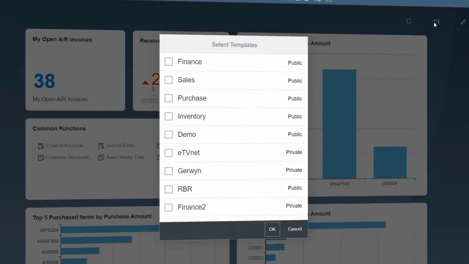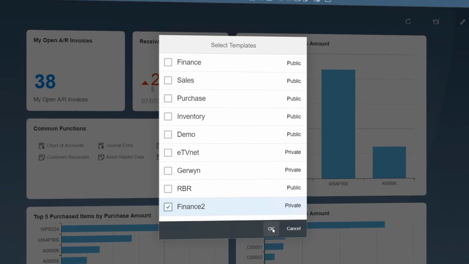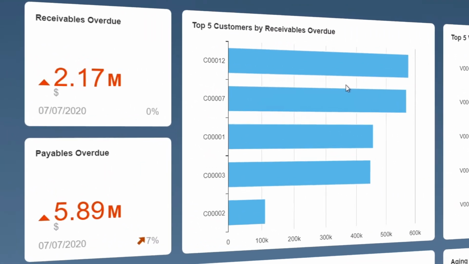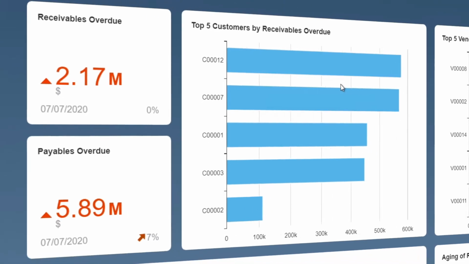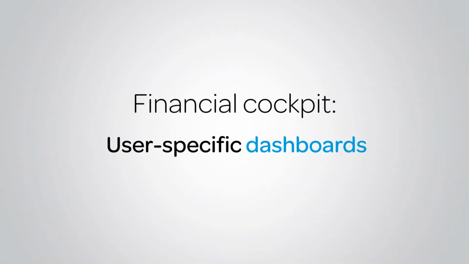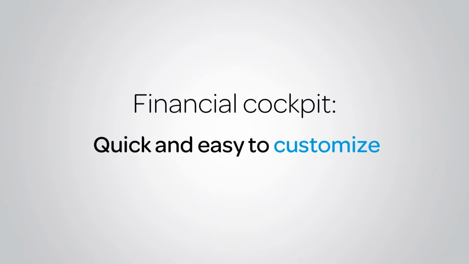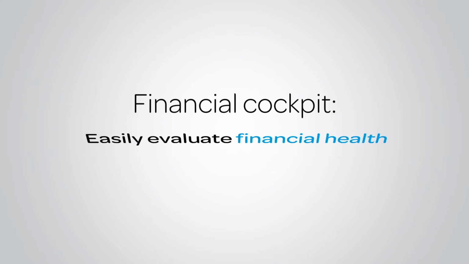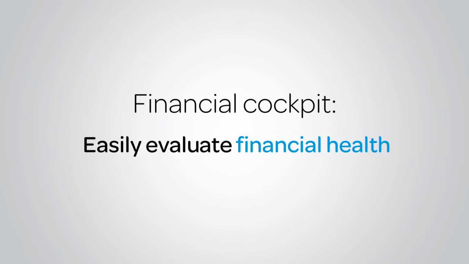SAP Business One allows you to customize a financial template for any given user. By default, SAP comes with a financial template cockpit right out of the box. But as you can see on the bottom, I've created one called Finance 2. When we open this up, you'll see that I've created this for a specific financial user, showing their relevant KPIs and dashboards. The real benefit behind this is that SAP Business One allows you to customize a cockpit so that you can consume financial data in a quick and easy format and get real-time information about your company's financial health.